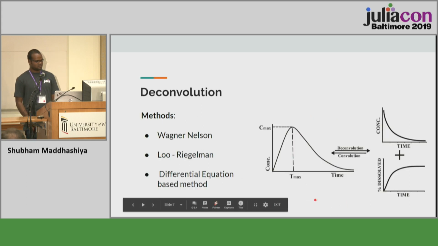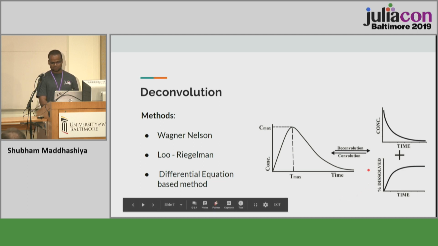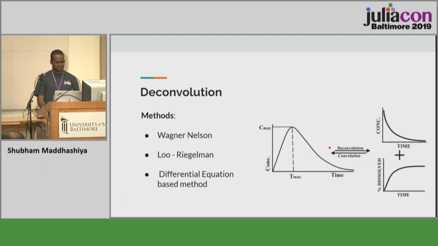So after the first step, the second one is deconvolution. As I have already told you, there are 2 processes. One is absorption and the second one is elimination. These two make up the plasma concentration profile in the blood, and getting the absorption profile from the plasma concentration profile is known as deconvolution. There are 3 methods available currently: the Wagner-Nelson method, the Loo-Riegelman method, and a differential equation based method.